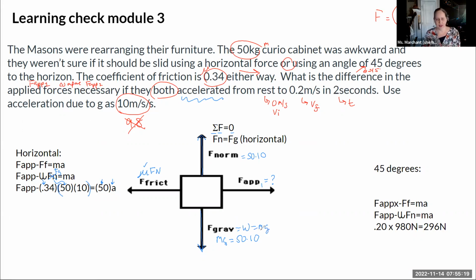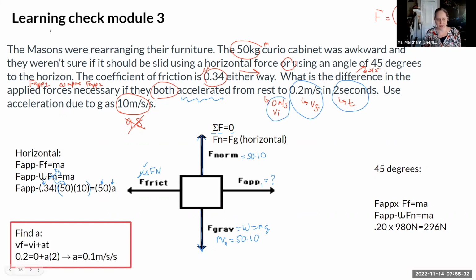Where else can I get acceleration? Go back to the problem. Oh, I have a VI, I have a VF, and I have a T. V final equals V initial plus AT. So I can use that to solve for my acceleration.